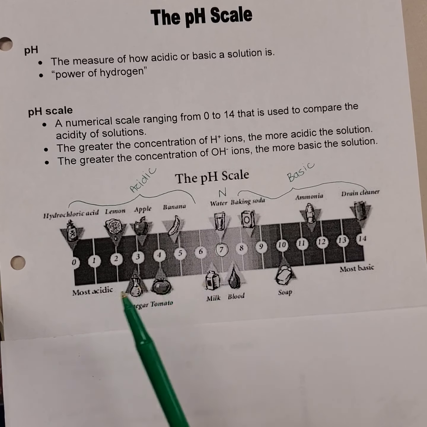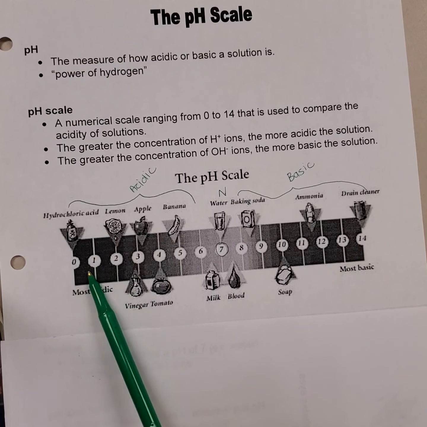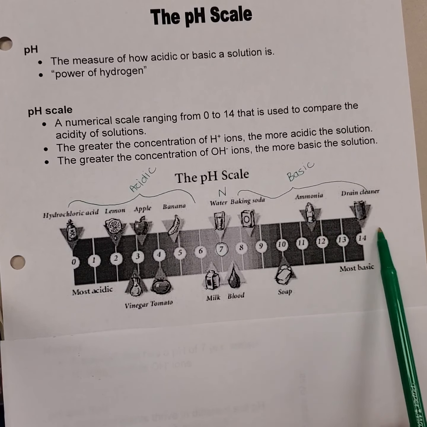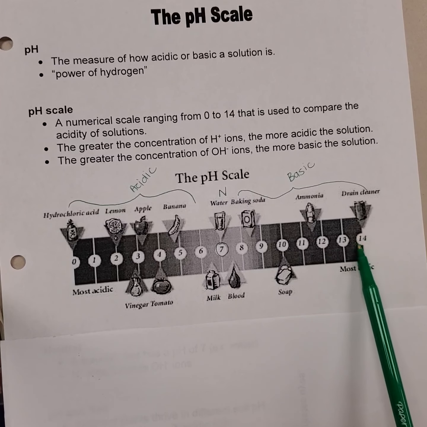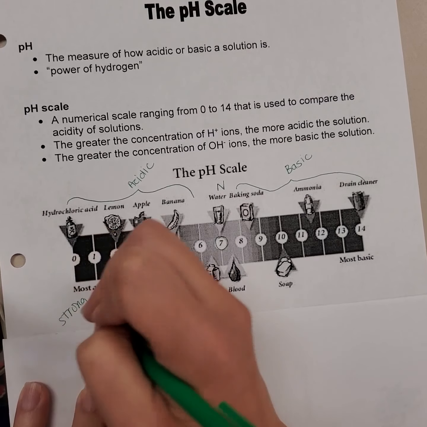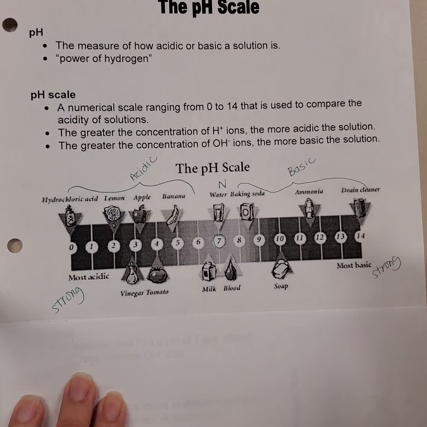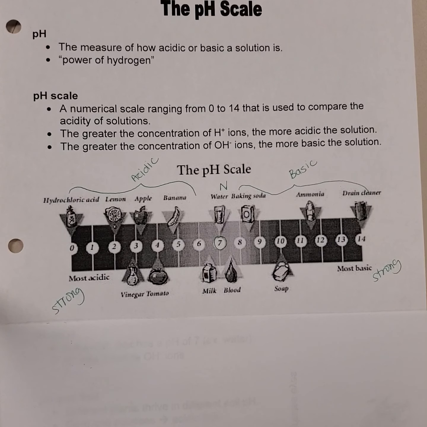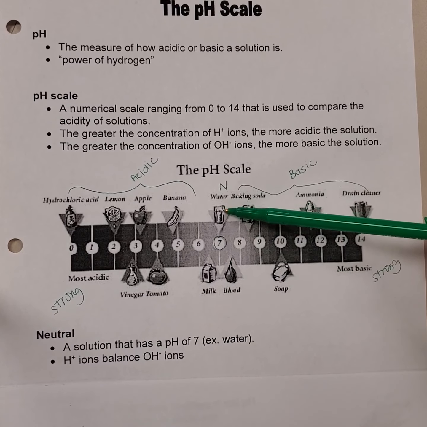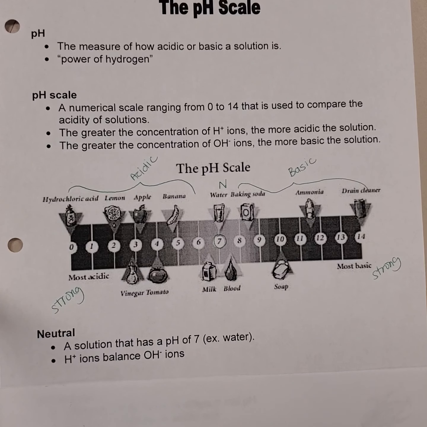For example, something with a pH of 0, 1, or 2 would be considered a strong acid. Numbers on the other side, like 12, 13, and 14, are away from 7, so those would be strong bases. So over here we have strong, and over here we have strong as well, and closer to 7 we have weak. If something has a pH of 7, then we say that it's neutral, and the reason why it's neutral is because the hydrogen ions and the hydroxide ions are balanced.